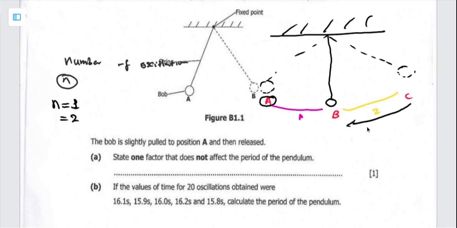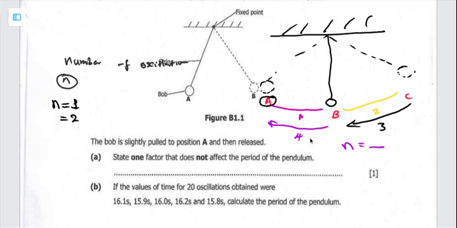Then from B to A, that is 4 movements. So it just depends on the movements that this bob has taken. Okay, so if the bob has moved from A to B, meaning to say it hasn't completed one oscillation, and you want to find the number of oscillation, what are you supposed to do? You have to say number of oscillation is going to be equal to favorable outcomes divided by the total probability. So in this case, the total probability is 4.